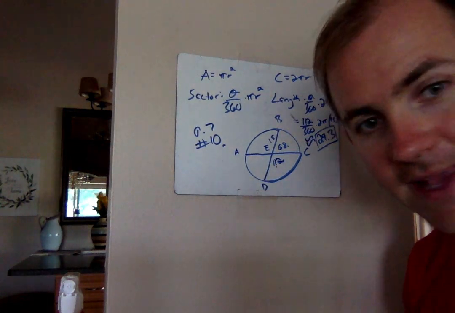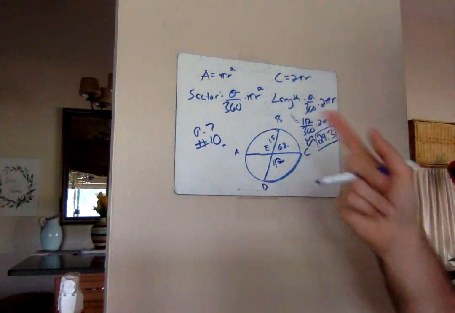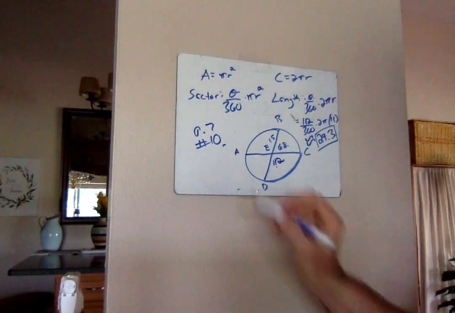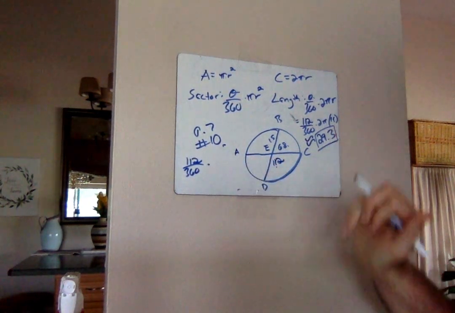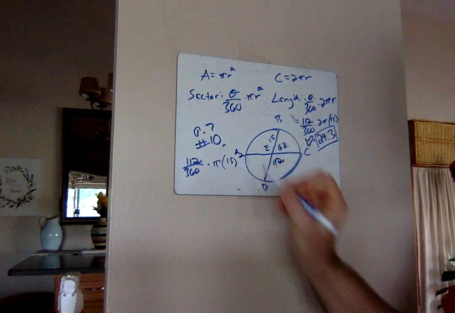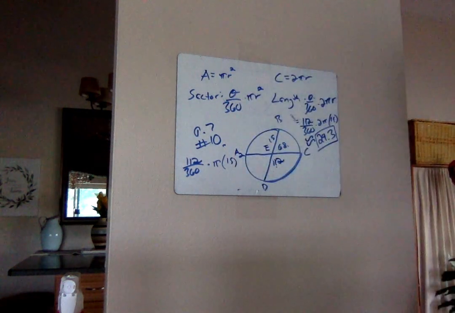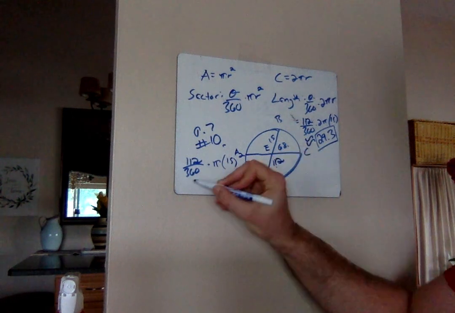Now, for the area of a sector, it's pretty much the same thing. The only difference is, instead of being a fraction of the circumference, it's going to be a fraction of the total area. So let's plug in. My area of a sector is going to be 112 over 360. Same thing so far, but this time it's going to be times pi r squared, so pi times 15 squared. Okay, with that being said, let's do some math. 112 divided by 360 equals, then times pi equals, then times 15 again.